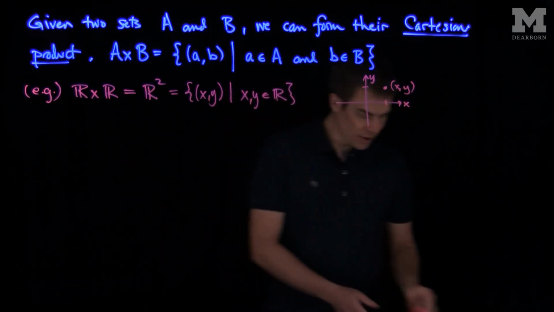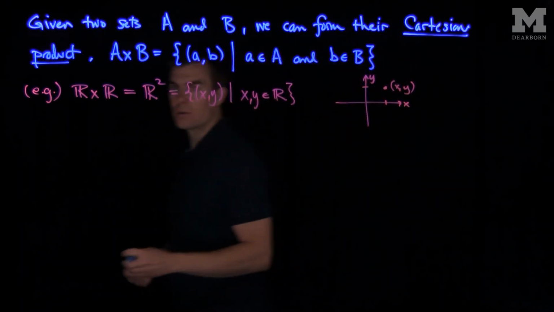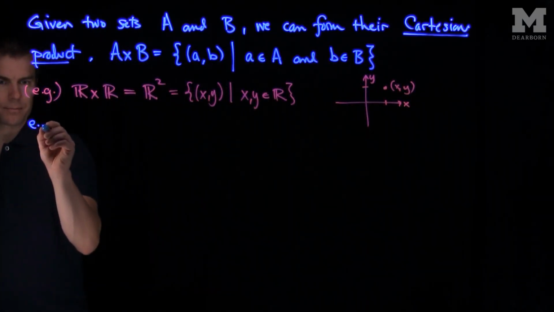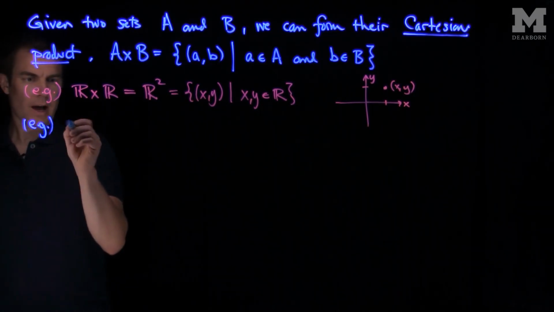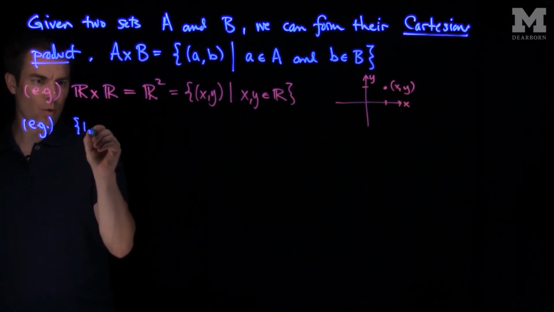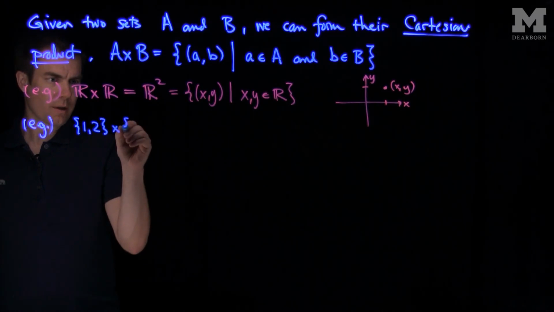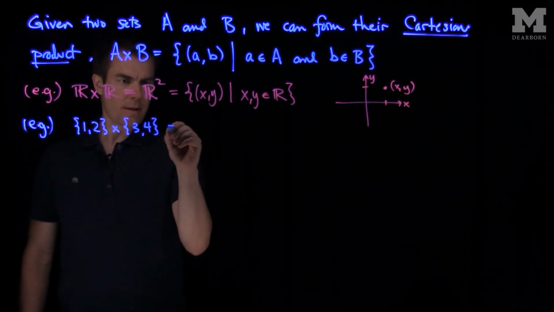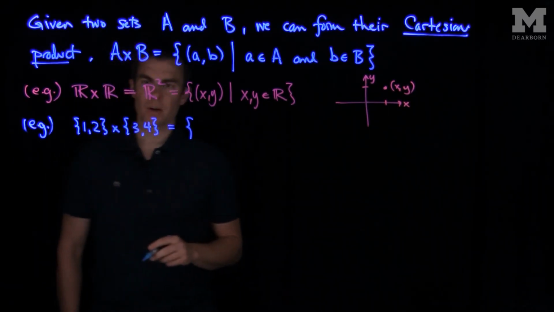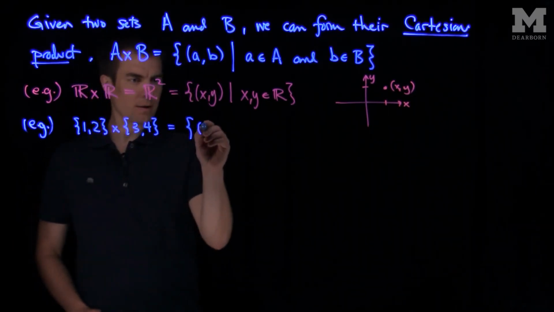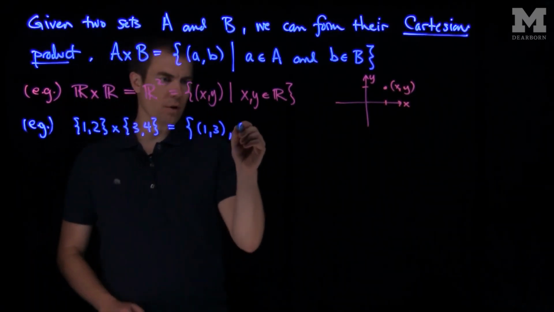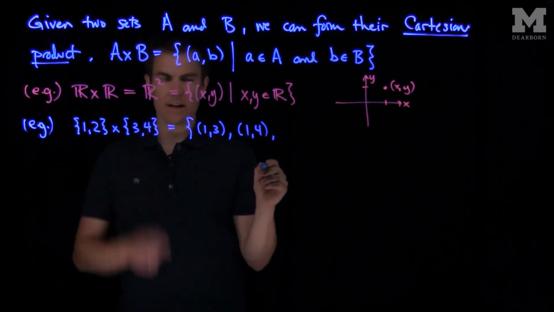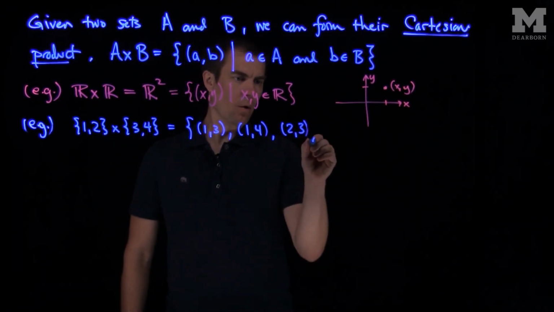I can do this Cartesian product construction for any sets though. So as another example, I can look at the Cartesian product of the set {1, 2} with the set {3, 4}. And let's list the elements of this set. Well, I could have a 1 and a 3. I could have a 1 and a 4. I could have a 2 and a 3. Or I could have a 2 and a 4.